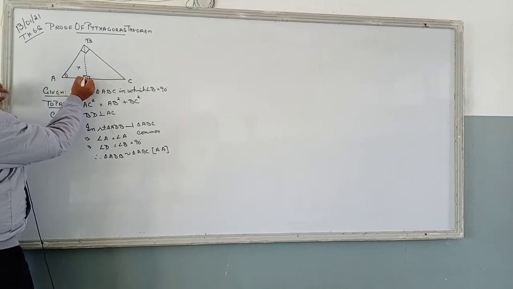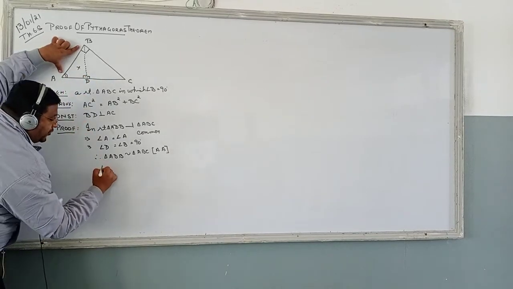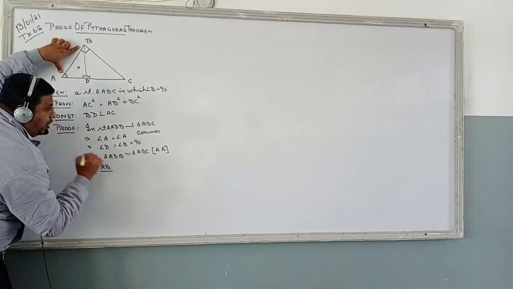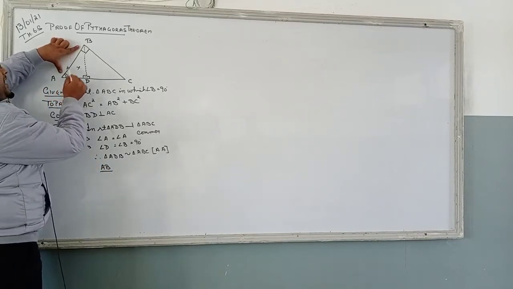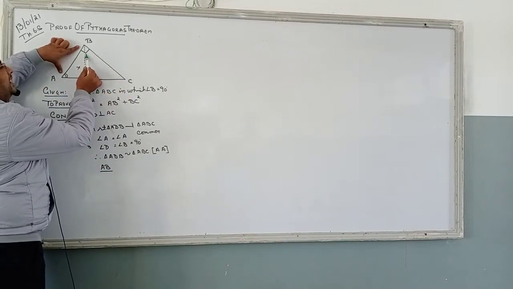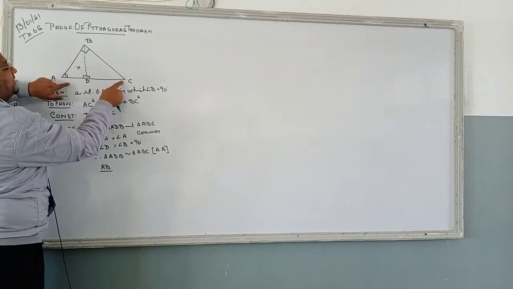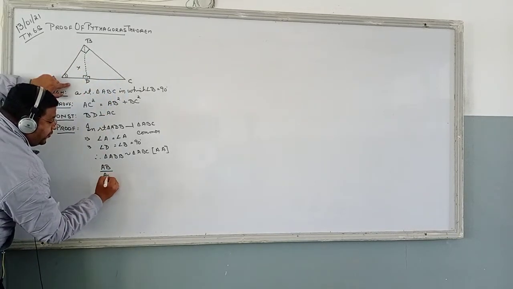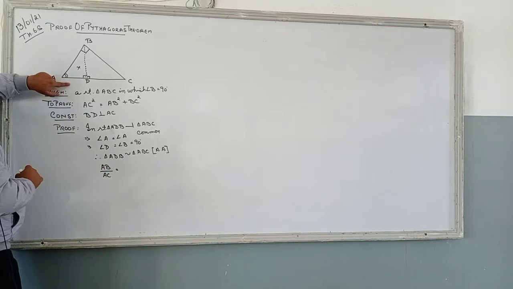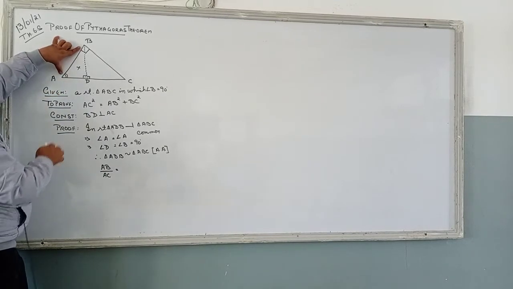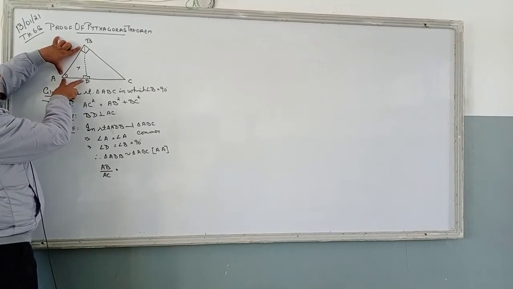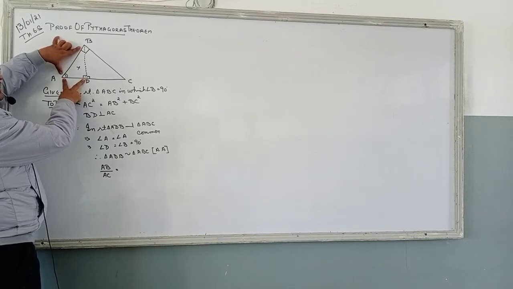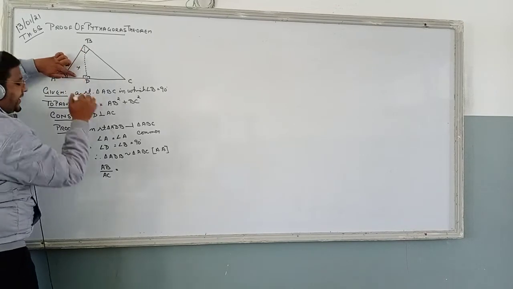This angle is 90, so opposite to 90, AD is the hypotenuse upon triangle ABC. This angle is 90, the opposite to 90, AC is the hypotenuse. So the hypotenuse are in the same ratio. Then triangle ADB, this angle A was common and this angle D was 90. So which is the side in between? AD.